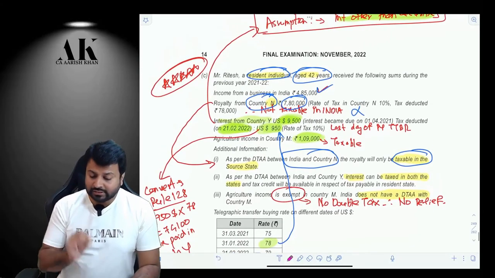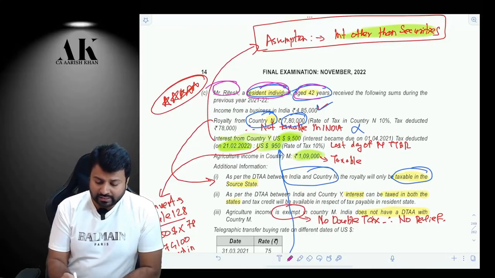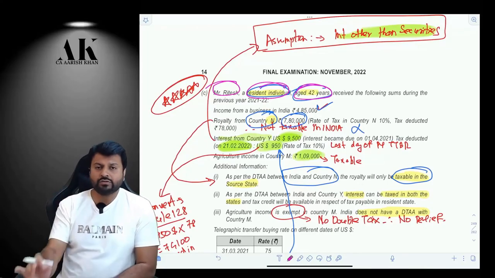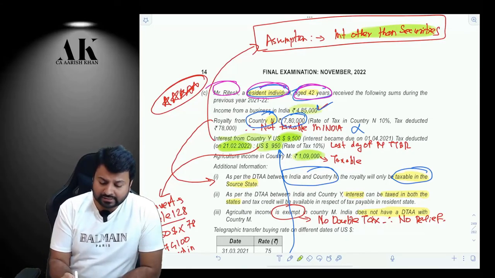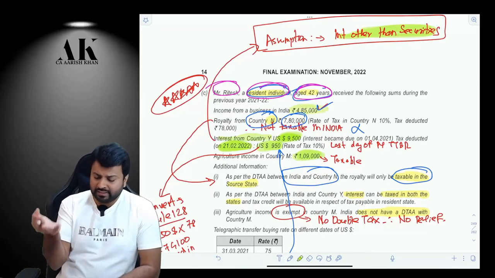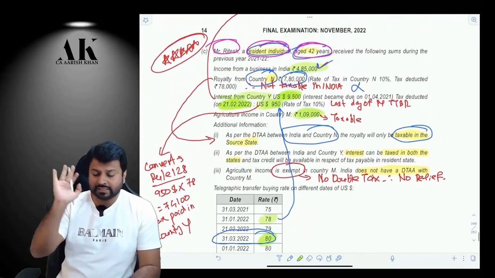Now the next question, this is also a very, very intelligent question. Mr. Ritesh, who is an individual, whose age is 42 years. Okay, now he is an individual, he is resident, his age is 42 years. Now there are a lot of small things over here. He is earning some business income from India, so that will be taxable. He is liable to pay tax on that particular income. Now he is not opting for 115BAC, so compute tax as per the normal provisions.